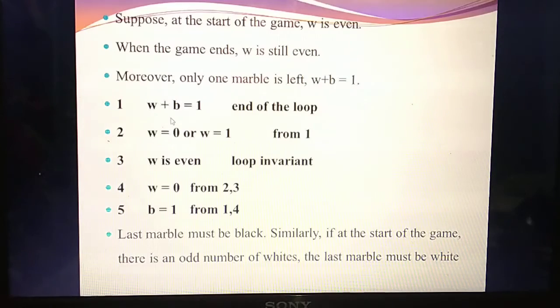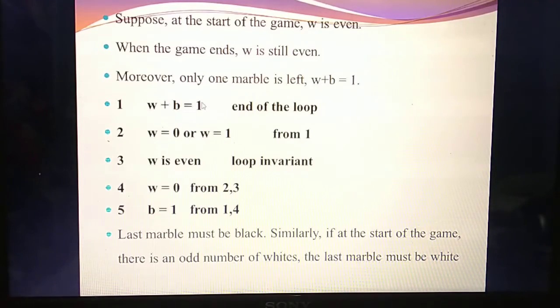From this we can say only one marble is left. But W is still even. Even means the value of W equal to 0, or we can say B equal to 1. So W is even, so what value can we take? W equal to 0. If W equal to 0, what's the value of B now? 1. B equal to 1 means which marble is left at the end? Black marble. So at the end of the game, the marble left in the jar is black.